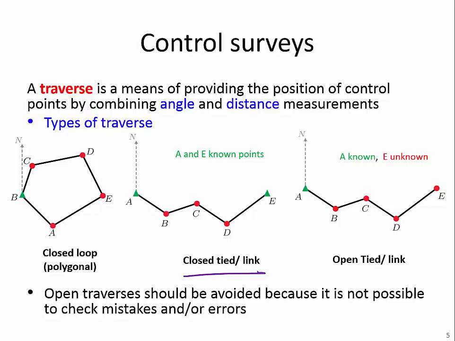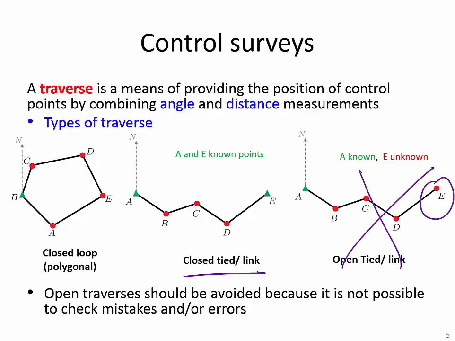I will mention again, open tied link traverse, we don't want to see this. If you're finishing at an unknown point, you've got no idea what your error is. You'll have noticed that in surveying you can get some pretty large errors pretty quickly. Unless you're one of the ACE groups who haven't had any errors so far, we've got a few. Most groups have had one or two pretty big errors, either misreading a staff or not levelling the total station correctly, and you end up with big errors.